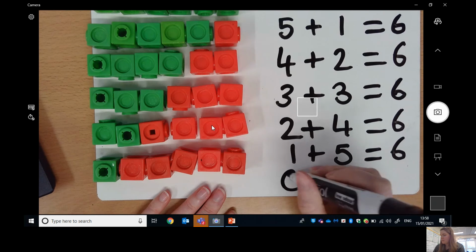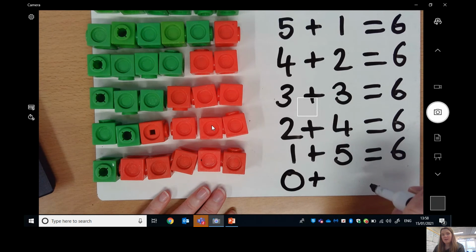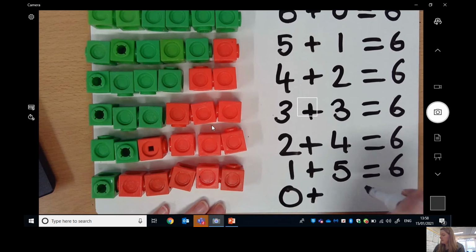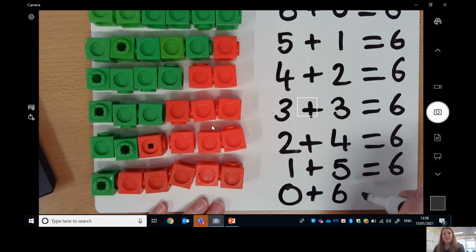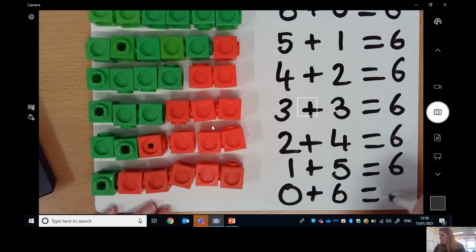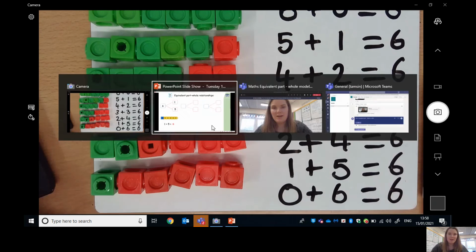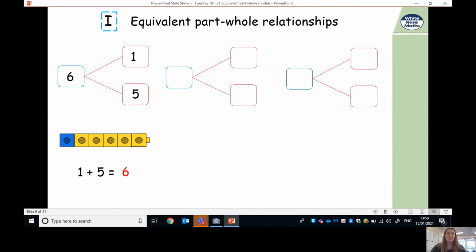0 plus 6. Why do you think 6? Because to make 6, we've got to add something to 0. Fantastic. Amazing work, guys. Let's see those in action.